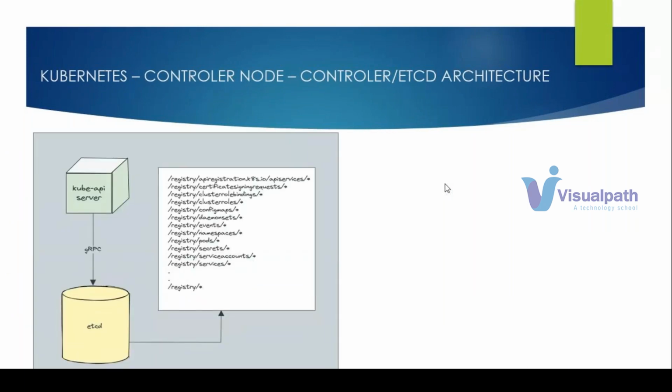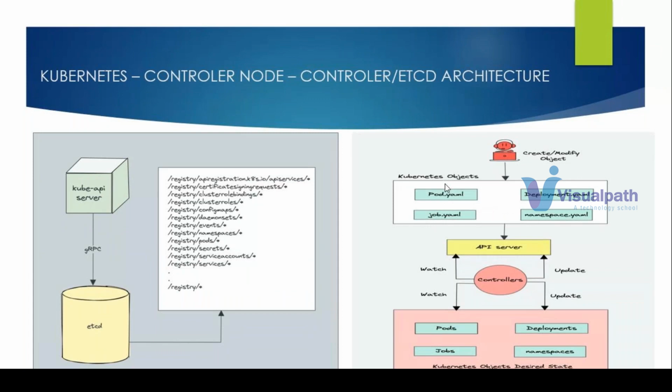Now this is another architecture, of the controller and etcd. Etcd, as I was saying, is the brain of the server. Kube API server is directly interacting with etcd. Etcd holds the information in key value pairs. You can see a lot of information here, and these are all Kubernetes objects. Kubernetes creates a certain set of objects during its implementation, like service account, secrets, pods, namespace, event, daemon set, config map. So everything is hosted here.